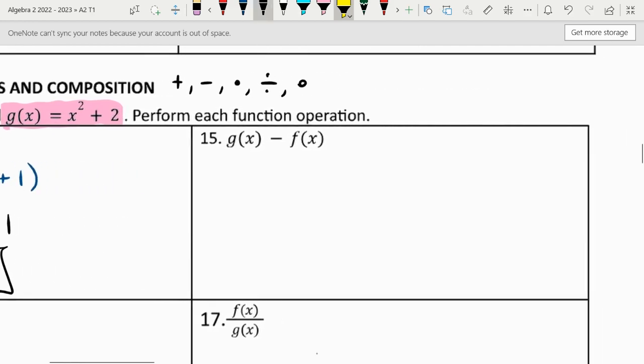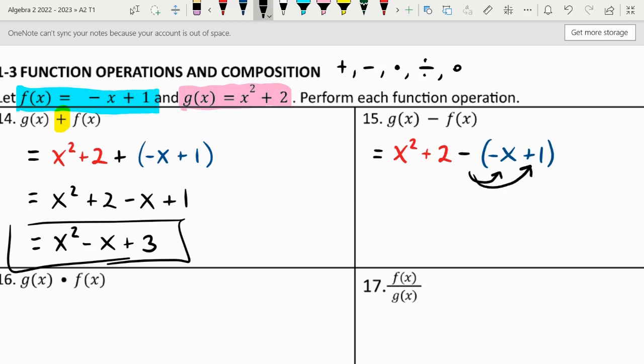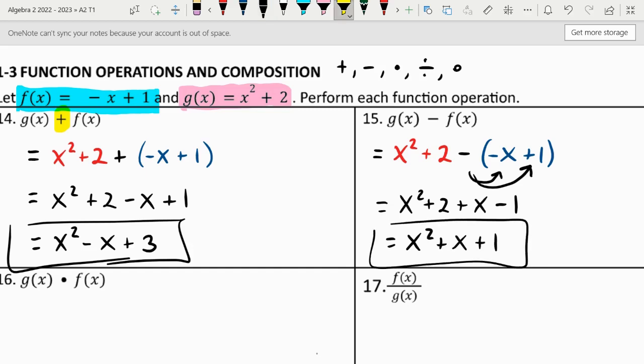For number 15, we're going to take g of x minus f of x. It's going to be a pretty similar thing, so I'll just leave the other one up because it's going to help us here. Copy it down. We got x squared plus 2, and this time we're going to subtract. I'm going to use parentheses here just to make sure I don't mess anything up. Subtract negative x plus 1. When you do this, you do have to distribute the negative. So we're going to end up with x squared plus 2 plus x. Okay, negative times a negative gives you a positive. Minus 1. Just combine like terms, and we will get a final answer. So x squared plus x plus 1, because I got positive 2 minus 1 to get the plus 1.